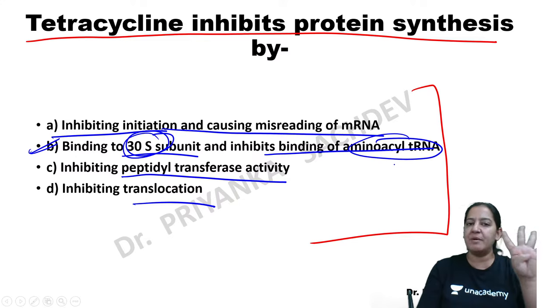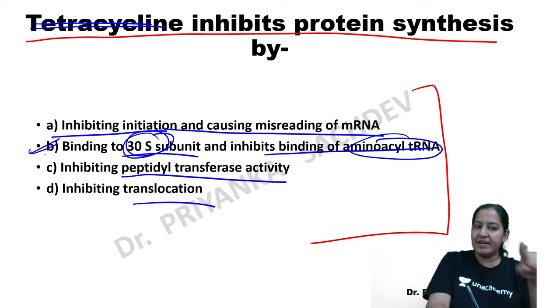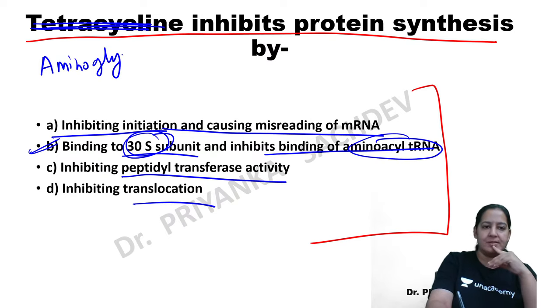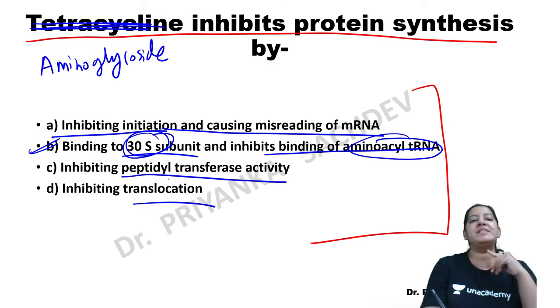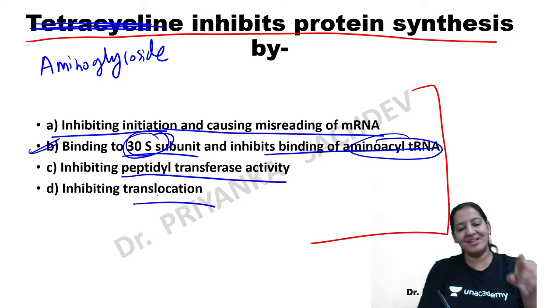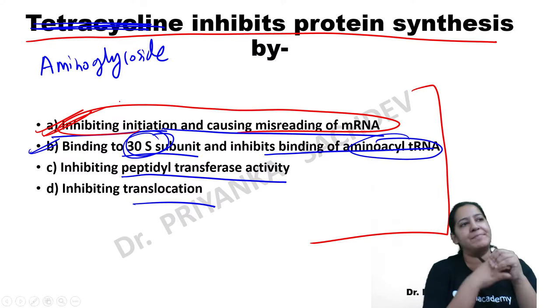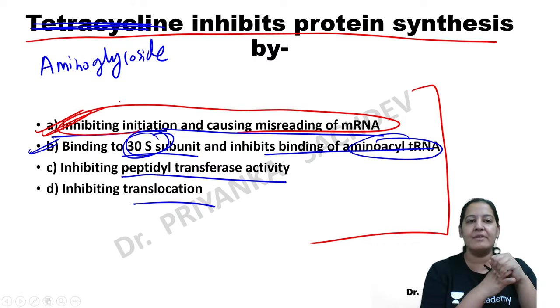I have told you the mechanism of action of all four antibiotics which inhibit protein synthesis. I'm changing the question. Instead of tetracycline, if I'm asking about aminoglycoside, same question, same four options, what will the answer be from A, B, C, D? Currently the answer is B. Aminoglycoside inhibits step 1, so it inhibits initiation and causes misreading. A is the answer in that case. Absolutely right, Kishore.